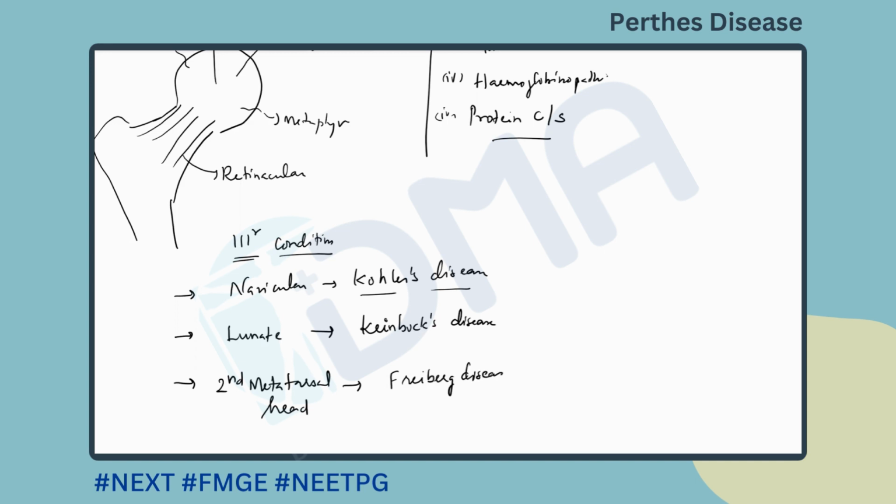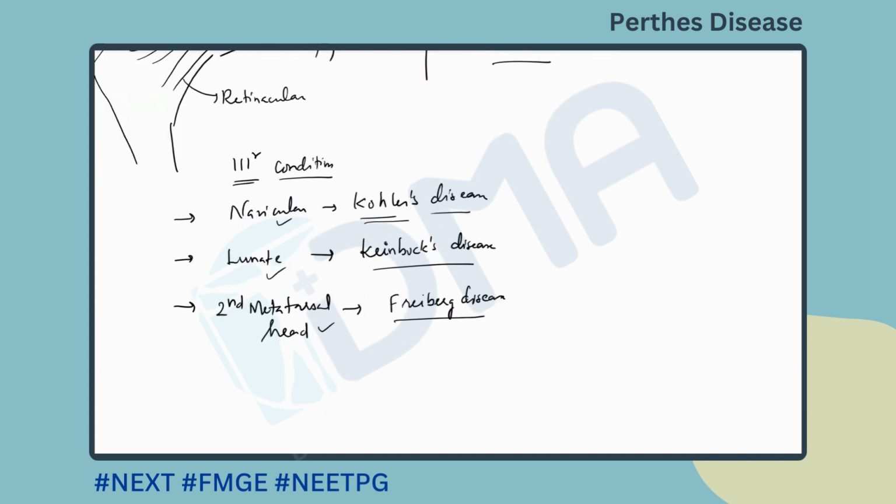All are similar to Perthes disease. That is, blood supply to the bone is affected. We give specific names for such a condition. So in Kohler's disease, the navicular bone is affected. In Kienbock's disease, the lunate is affected. In Freiberg's disease, the second metatarsal head is affected. In Panner's disease, the capitulum is affected. These are a few examples where you get a condition similar to Perthes disease.